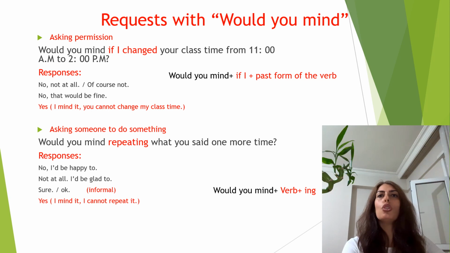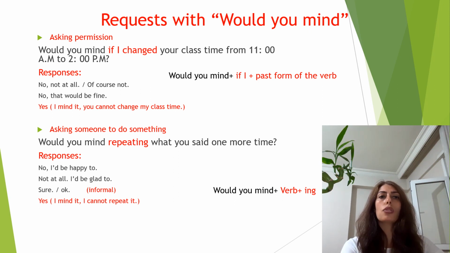We can also use would you mind to make requests. When you want to ask permission, you can use would you mind plus if plus I plus past form of the verb. For example, would you mind if I change your class time from 11 a.m. to 2 p.m.? And the possible responses here are no, not at all, or of course not. No, that would be fine. Remember, if the answer is yes here, it means I mind it. You cannot change my class time.